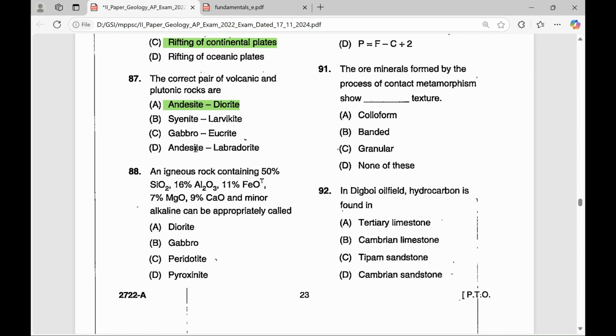And andesite, oh god, it's repeating again. So it won't be labradorite. Labradorite is something else. My goodness. So the correct answer is andesite, diorite, right?